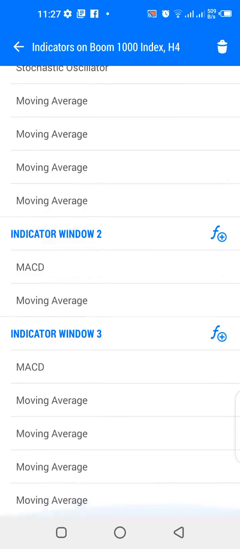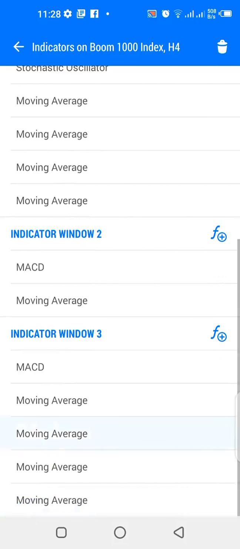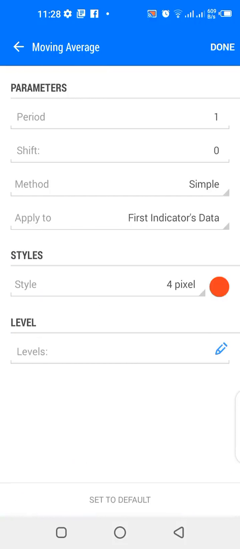Okay, aside MACD for indicator window 3, we have 4 moving averages. The first one is a 200 period moving average, shift is 0. Method is simple, apply to previous indicators data, and the color is blue. We have 1 period moving average, shift is 0. Method is simple, apply to first indicators data, and the color is red.